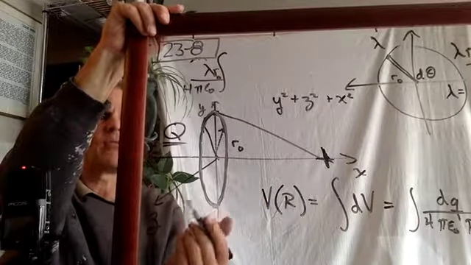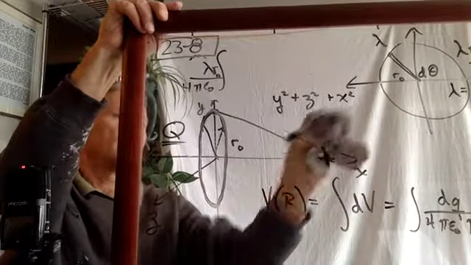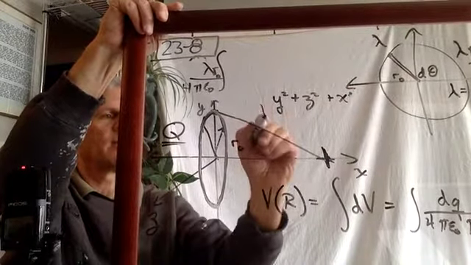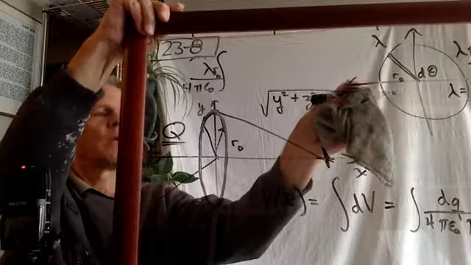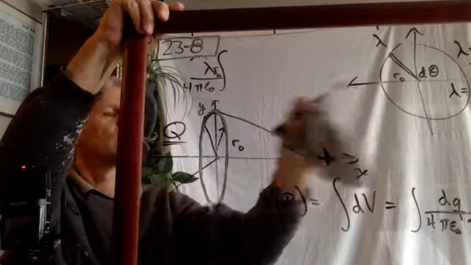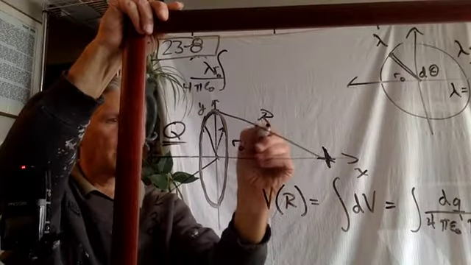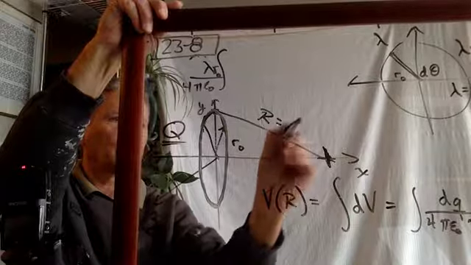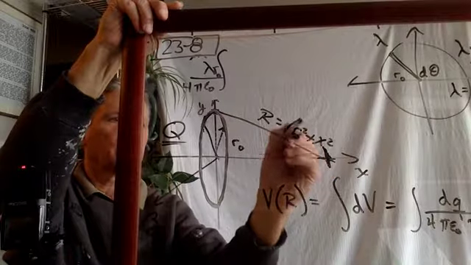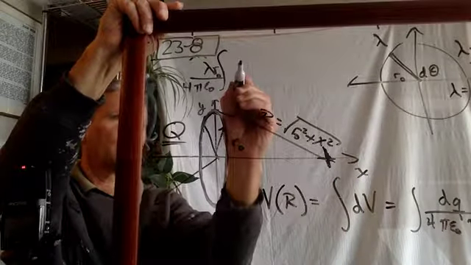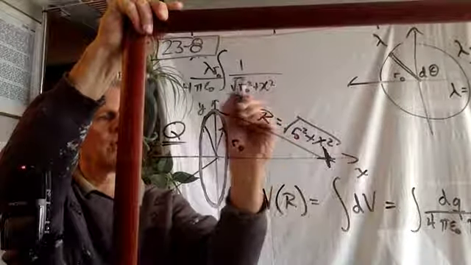But what is the definition of a circle? Y squared plus z squared equals r squared. So what this really is this, and then the distance, of course, the r would be the square root of that. So what I really have is this r here is just going to equal the square root of r0 squared plus x squared. Now I just have this 1 over square root r0 squared plus x squared.